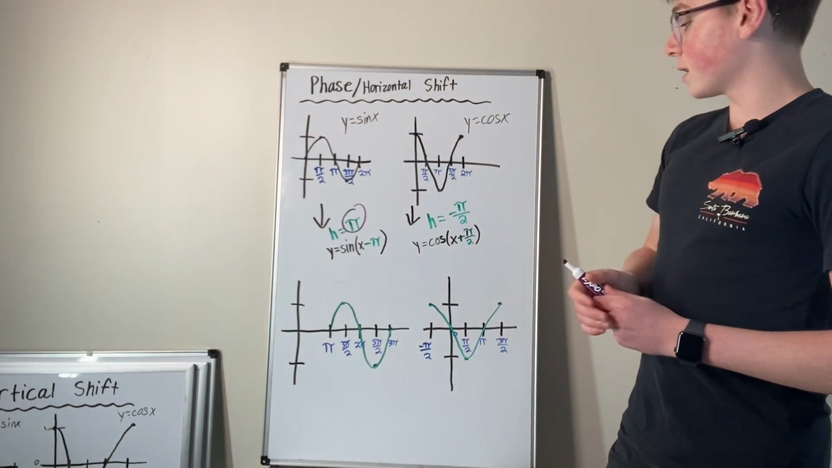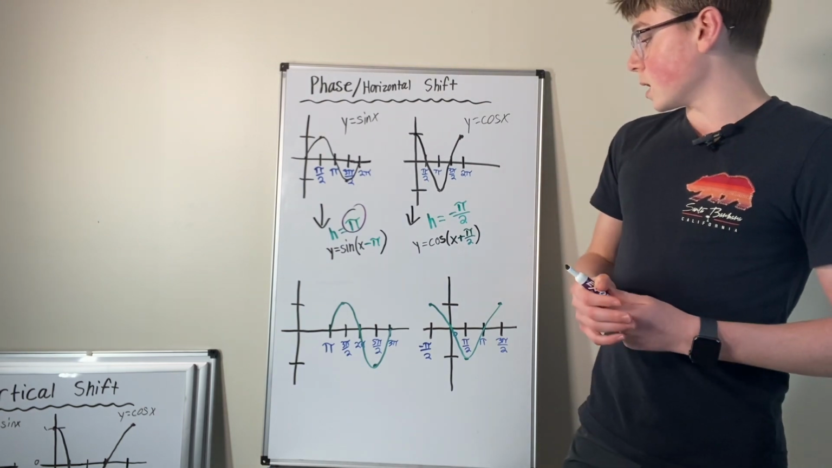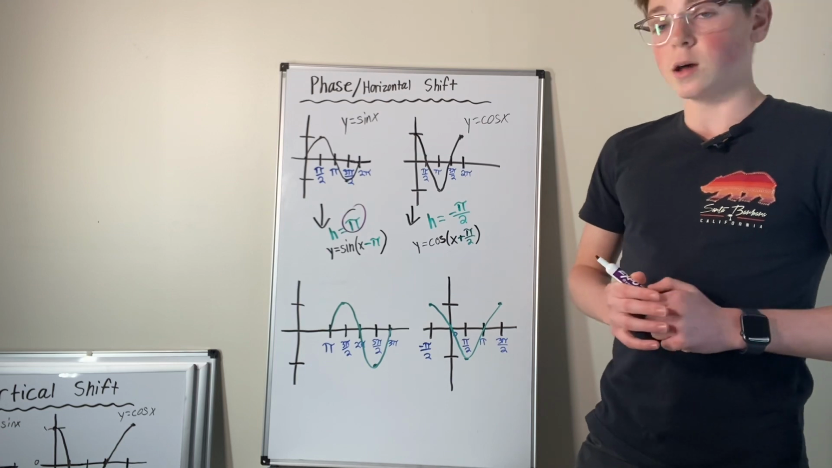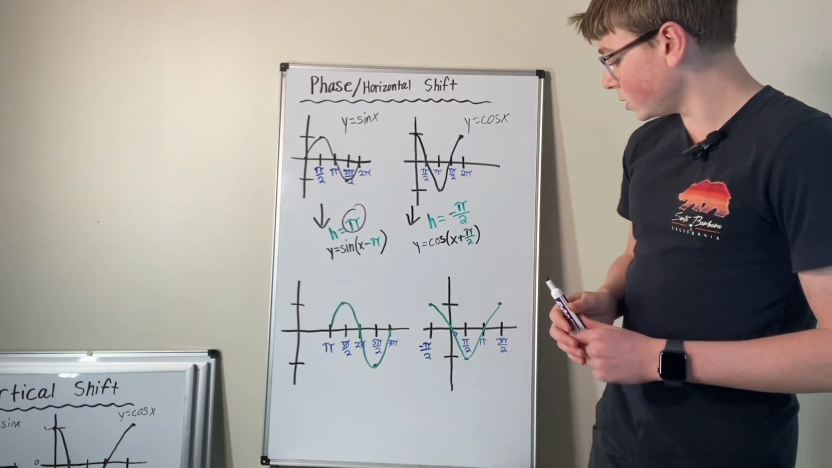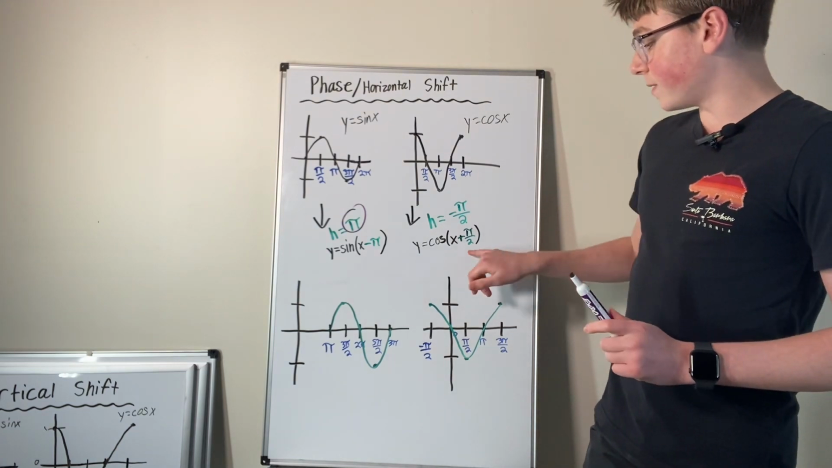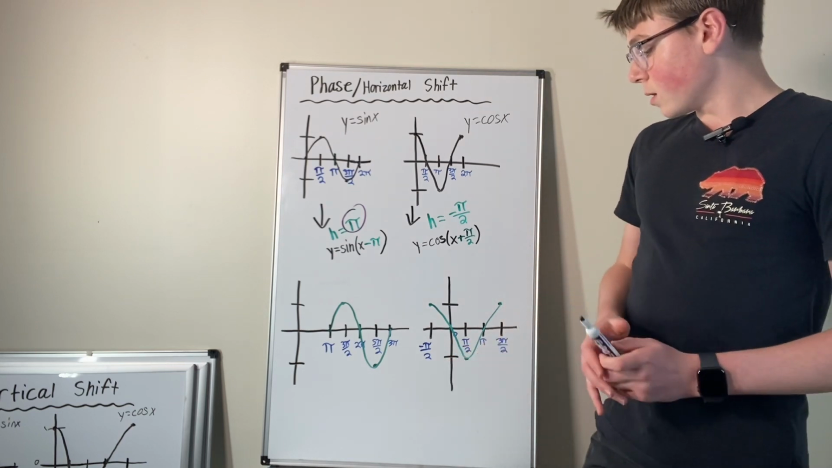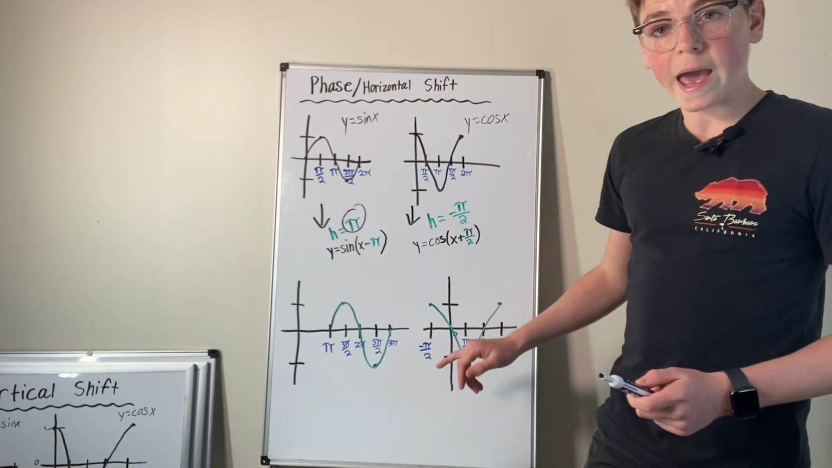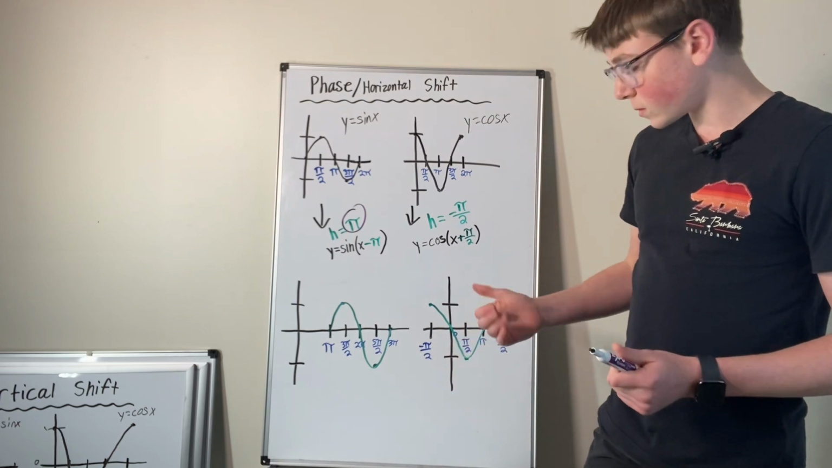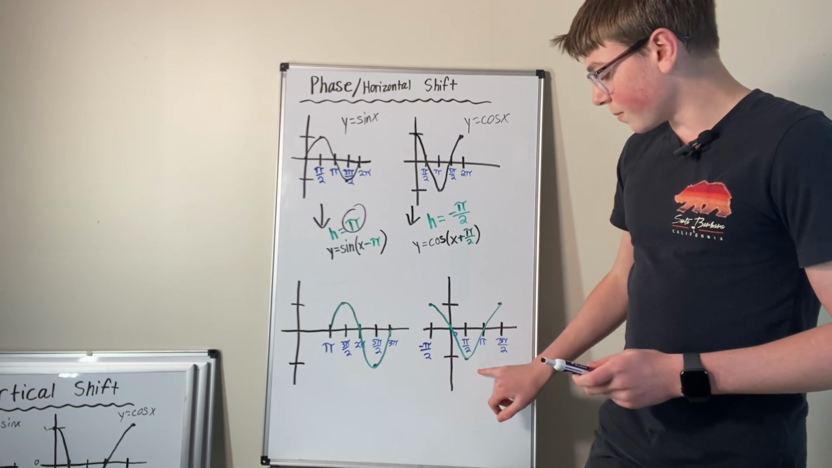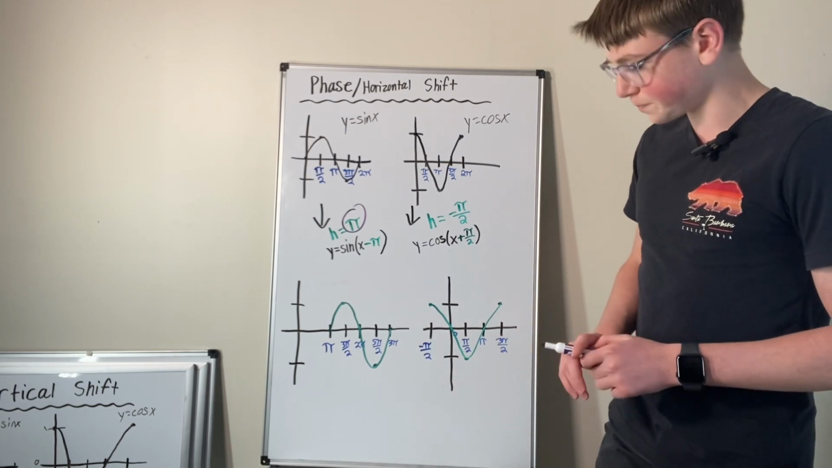Now, if we say cosine x and h is negative pi over 2, we have y equals cosine of x plus pi over 2. And as we were just saying, if this is a positive, you are moving to the left. So we move to the left pi over 2. So we start at negative pi over 2, then just do what we normally do: negative pi over 2, then 0, then pi over 2, then pi, then 3 pi over 2.